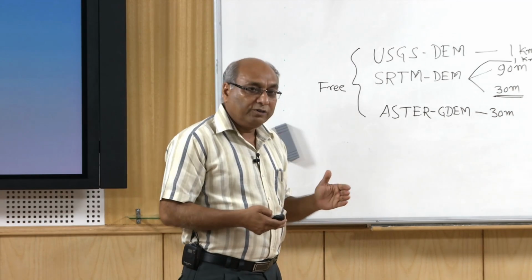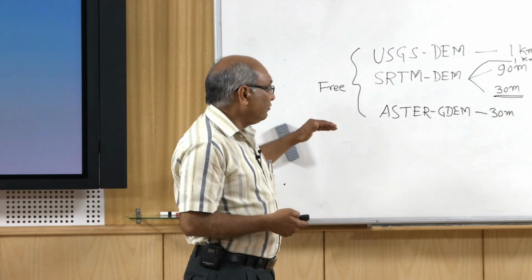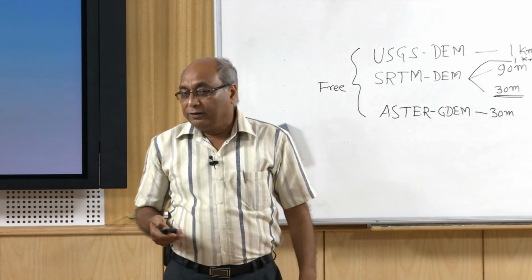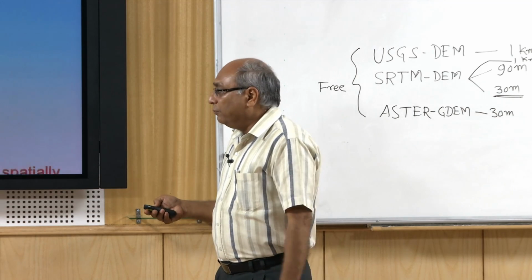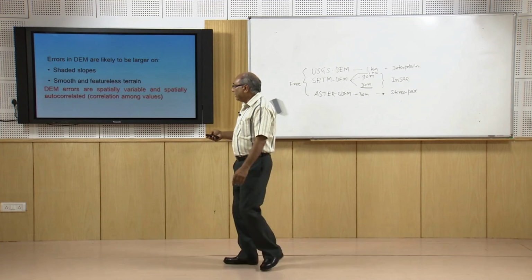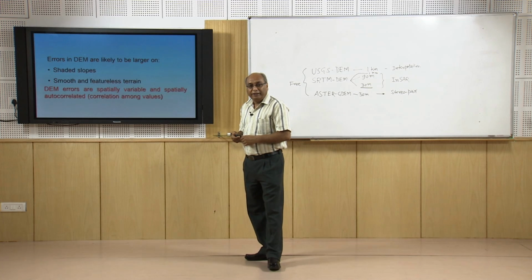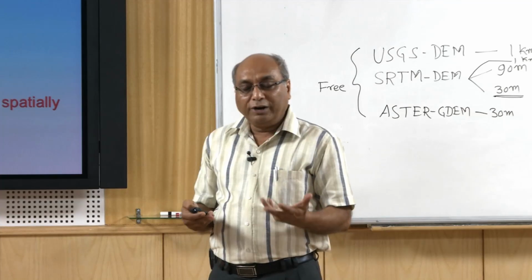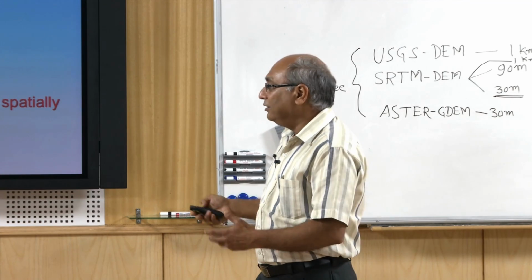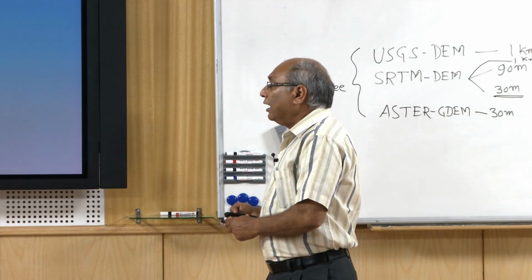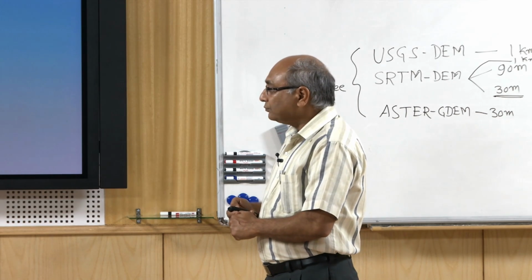The digital elevation models which are derived from different techniques are suffering from one type of error or another. So this assessment must be there before we employ such DEMs. DEM errors are especially variable, because depending on the terrain they will vary, and also especially autocorrelated. That means the correlation among values is also there. So sometimes you get very smooth surfaces, sometimes you want to represent a very rugged terrain, and then you are having a problem. Another issue is about the uncertainty.